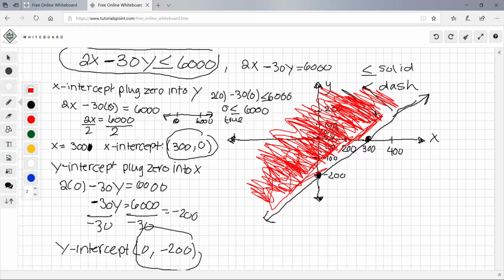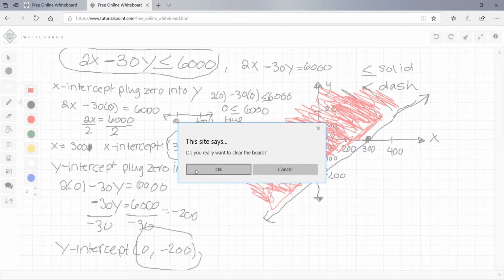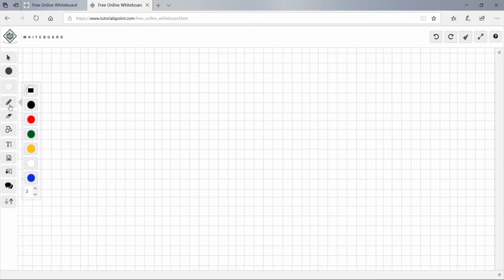Okay, so now you know how to do the shading. So let's do some more problems. Okay, so let's do this one.